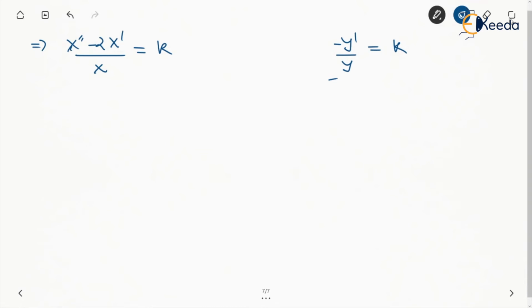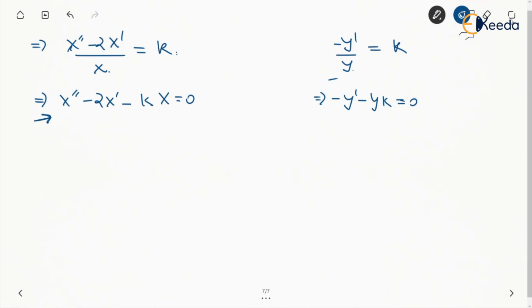So this one can be written as x double dash minus 2x dash, this x will come this side, and on the other side it will come as minus k times x equal to 0. Similarly, this equation will become minus y dash, this becomes yk, and then minus yk equal to 0, right? So this is how we can write it. Now if you see, this is nothing but a second order ordinary differential equation, right?